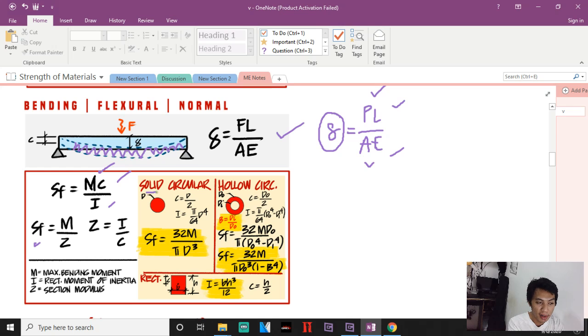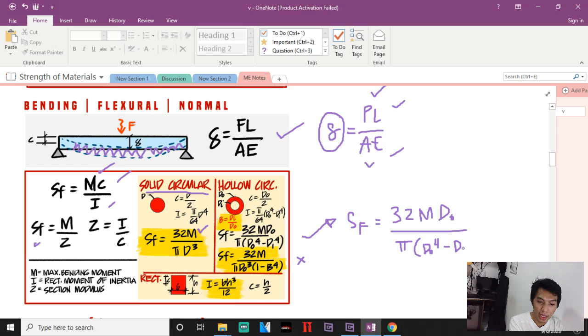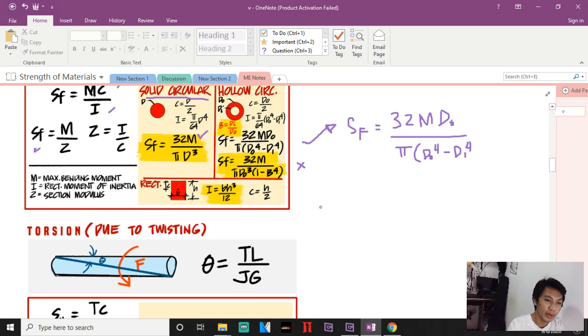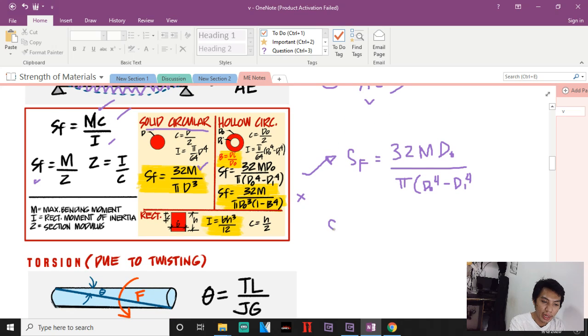For solid circular shaftings, yung flexural stress natin is 32M divided by pi d cube, where M is the bending moment. Okay? Ngayon, pag hollow circular, wag yung tandaan to, malilito kayo. Ang tandaan nyo is dito. Okay? SF is equal to 32M dO over pi dO to the fourth minus di to the fourth. Yan lang ang tatandaan nyo. Malilito kasi kayo dyan. Now, for your rectangular, ito naman, rectangular, SF is equal to MC over I.